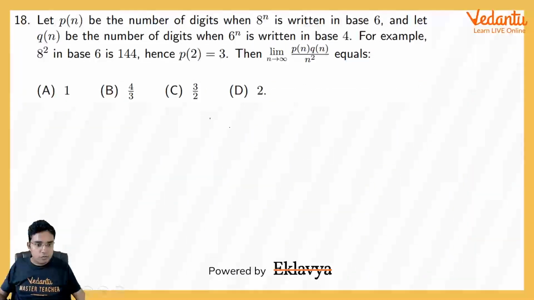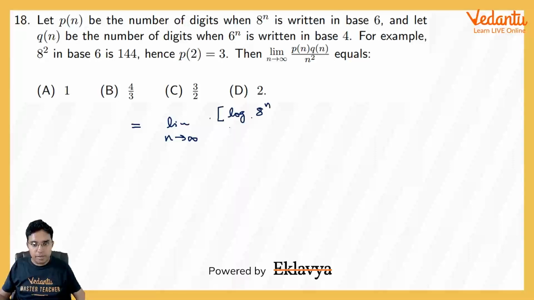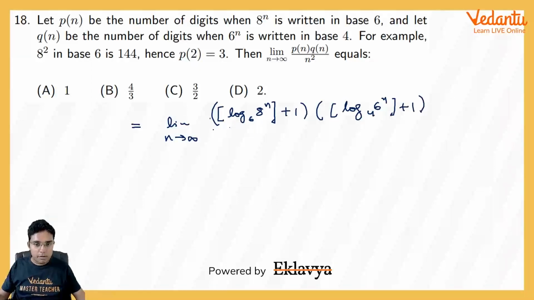Okay, so far we have proved that this will be equal to limit n approaches infinity, greatest integer of log of 8 power n base 6 plus 1, another bracket, greatest integer of log 6 power n base 4 plus 1, divided by n square.